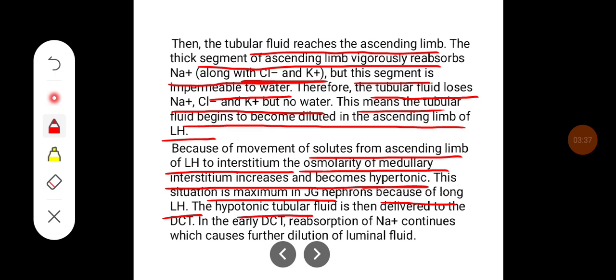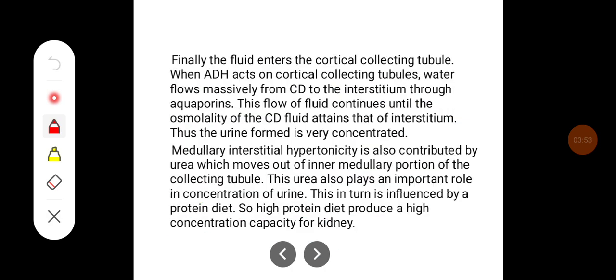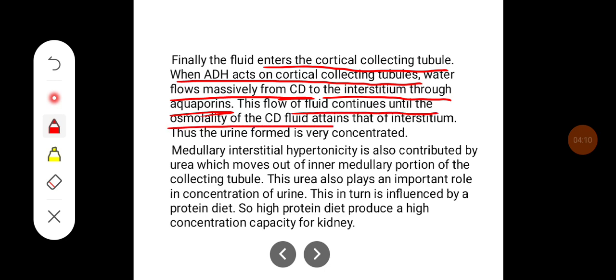The hypotonic tubular fluid is then delivered to the DCT. In the early part of the distal convoluted tubule, reabsorption of sodium continues, which causes further dilution of the luminal fluid. Finally, the fluid enters the cortical collecting tubule. When ADH acts on the cortical collecting tubules, water flows massively from the collecting duct to the interstitium through aquaporins. This flow of fluid continues until the osmolarity of the collecting fluid attains that of the interstitium. Thus, the urine formed is very concentrated.